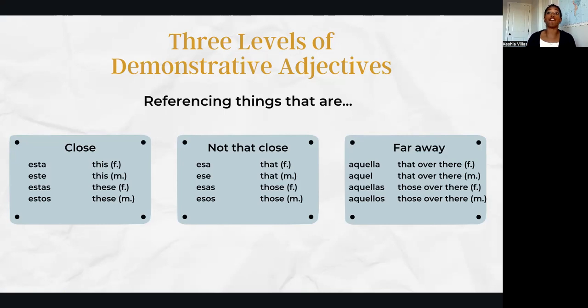When we speak about something that's far away, out of reach, out of distance, far, we are going to say aquella, aquel, aquellas, aquellos. That over there, those over there. And I hope that you've noticed I've added the masculine or feminine versions to each one here. Feel free to take a screenshot of this if you'd like to reference it in the future.